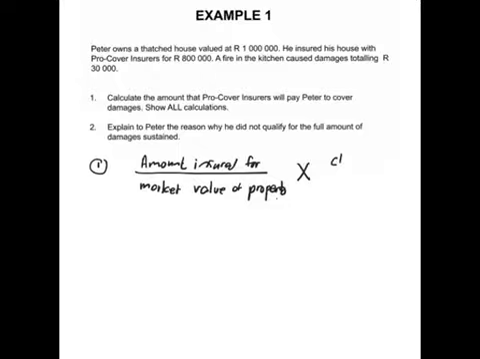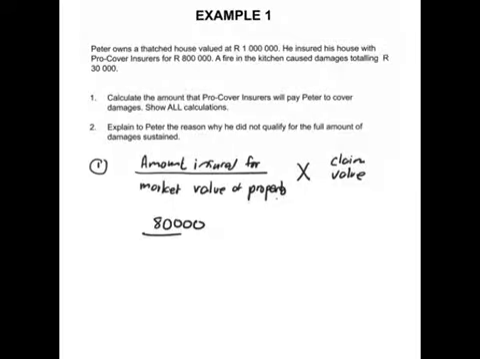Multiplied by the claim, or the claim value. So in this example, the amount that the property is insured for is 800,000 Rand, the market value of the property is 1 million Rand, and the claim amount is 30,000 Rand because that's the damages that were incurred.